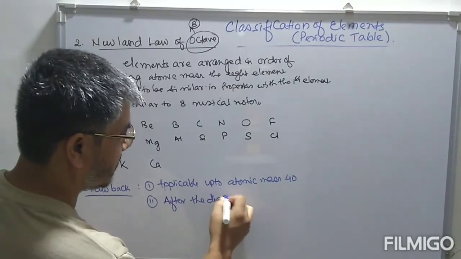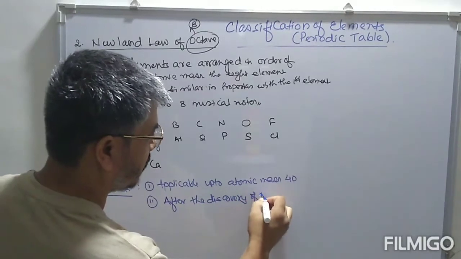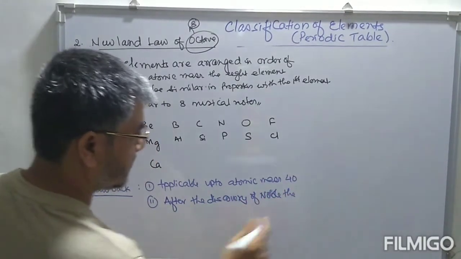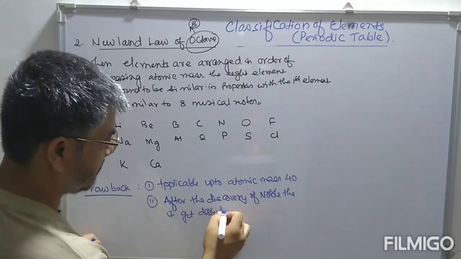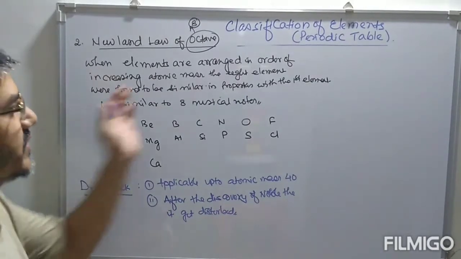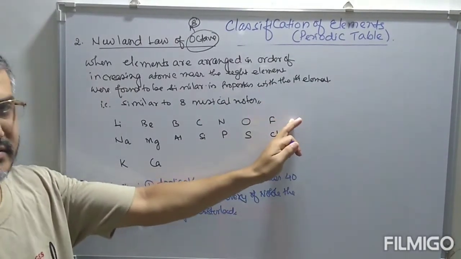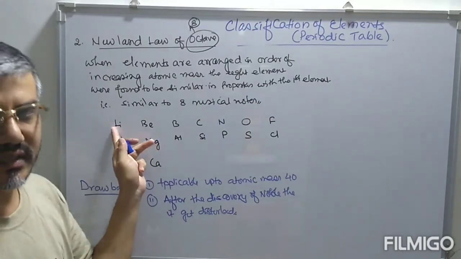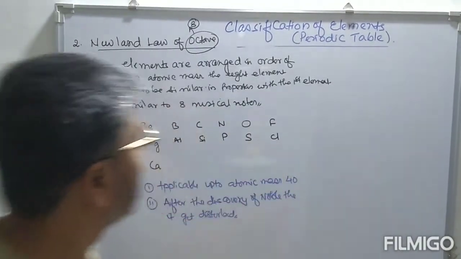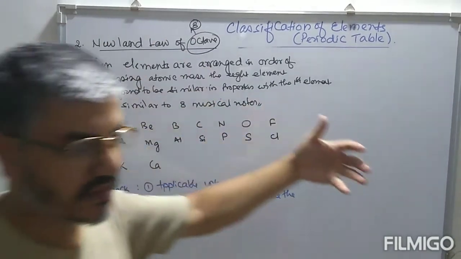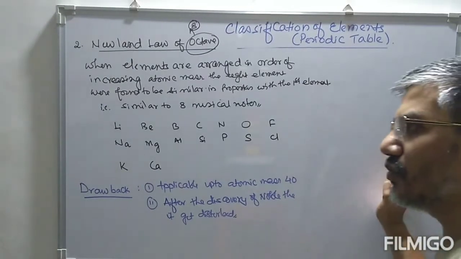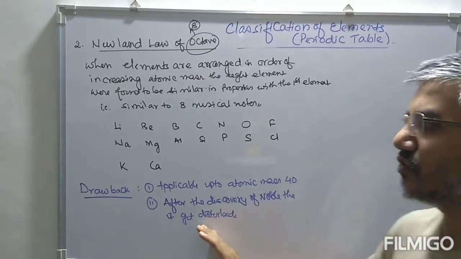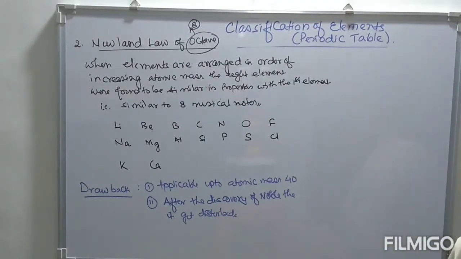After the discovery of noble gas, because look at it, the 8th element comes out to be noble gas, so this cannot be having properties similar to that of the first element. So this is Newland's law of octave. So we classify elements into group of 8 based on similarity, but that was before the discovery of the noble gas. After noble gas, this cannot be the criteria for classification of elements.